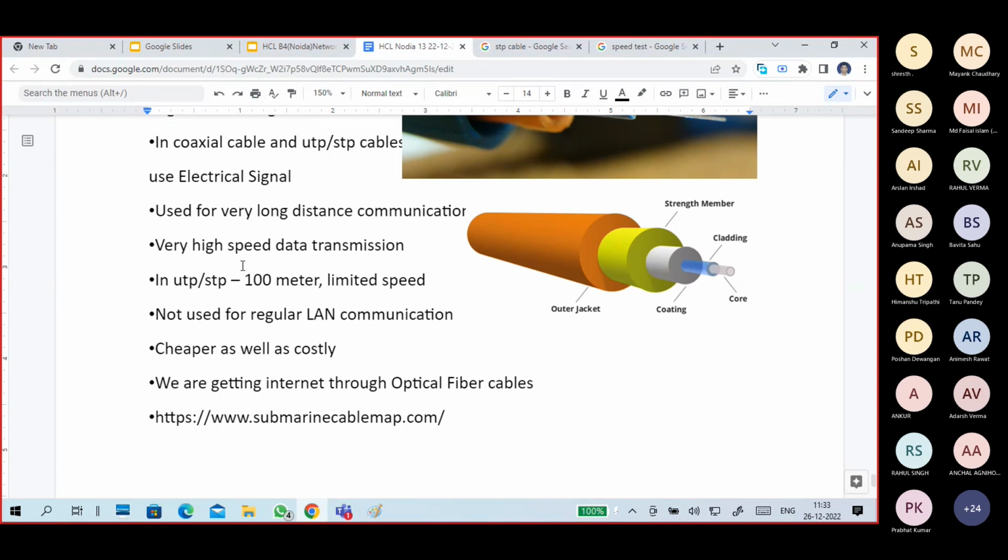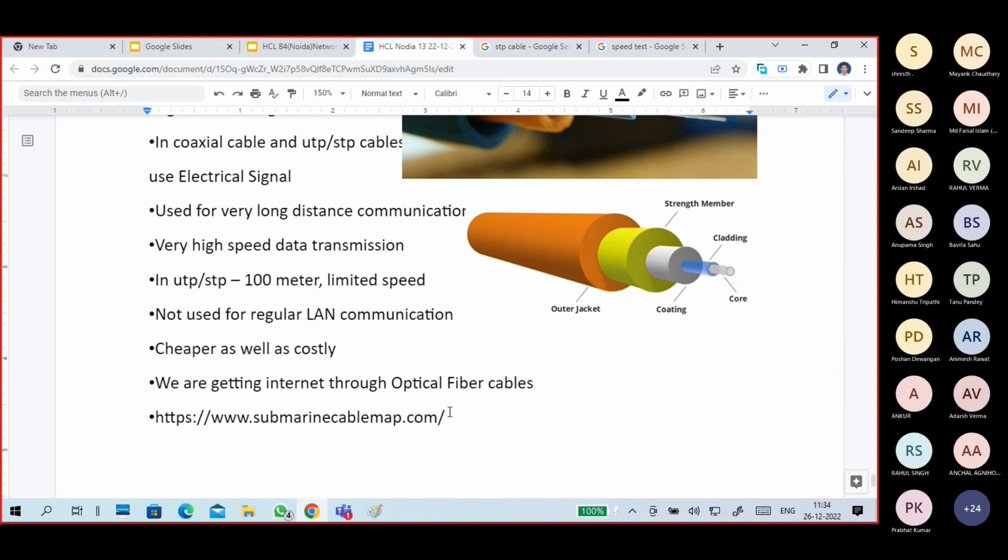In UTP and STP, the support is 100 meters maximum, and the speed is limited. But fiber optical supports very long distance communication. We are not using this for regular LAN communication because it is cheaper as well as costly. I will tell you how it is cheaper and costly also.